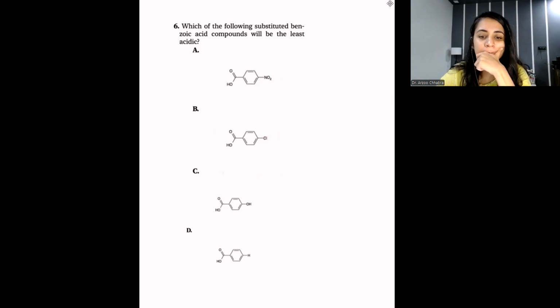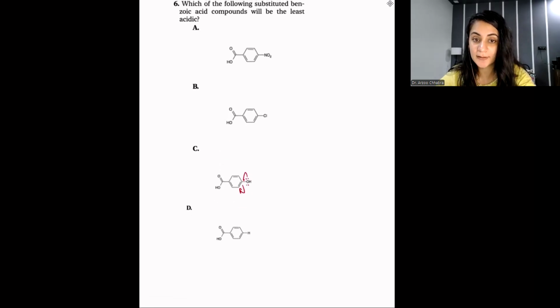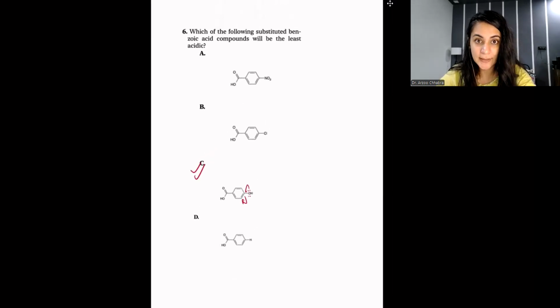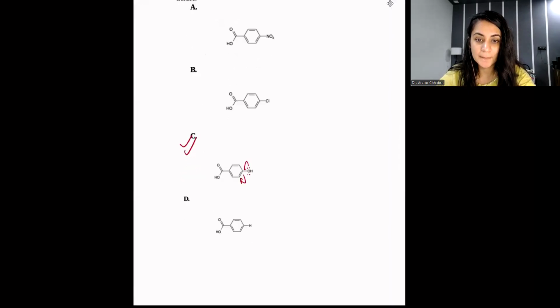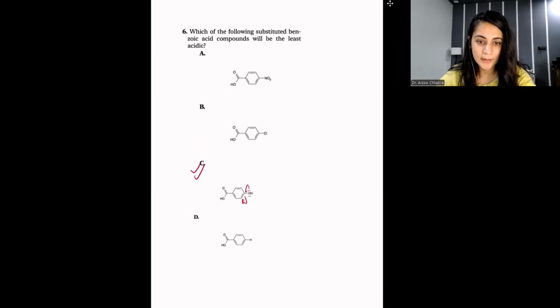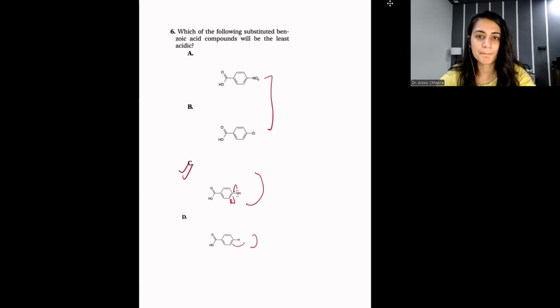Which will stabilize the negative charge? The OH group. The OH group is overall an ortho-para director, right? Because it's electron donating, and that is why it would not stabilize the conjugate base of that carboxylic acid. That is why it is the least acidic compound. For option D, you have carboxylic acid, so basically it's neutral. These are electron withdrawing. This is neutral. This is electron donating. So electron donating would be the least acidic compound.